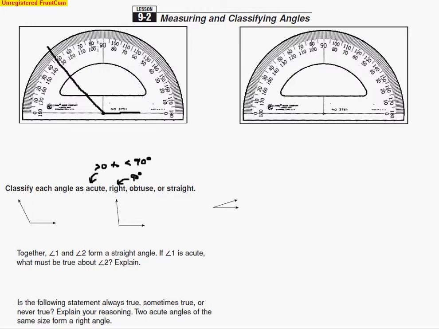Now anything bigger than 90, we use these numbers here. As I'm reading from right to left over this arc, I'm getting to the bigger numbers, and anything bigger than 90 to 180 are obtuse angles. So obtuse represents numbers that are greater than 90 degrees, we'll just say, but less than 180 degrees. Because 180 degrees we call a straight angle. So 180 degrees is just a straight line.